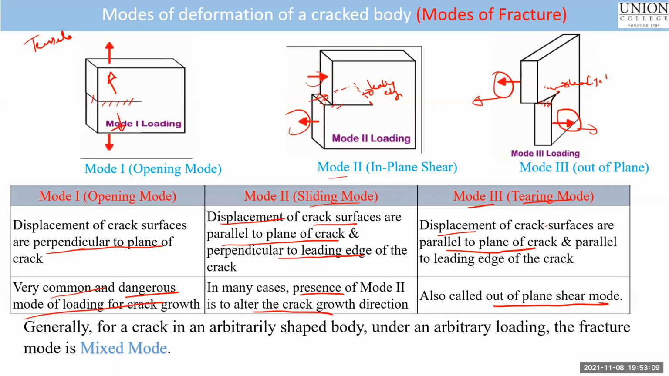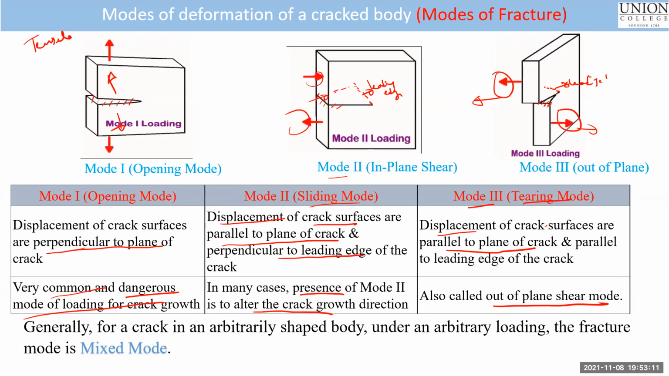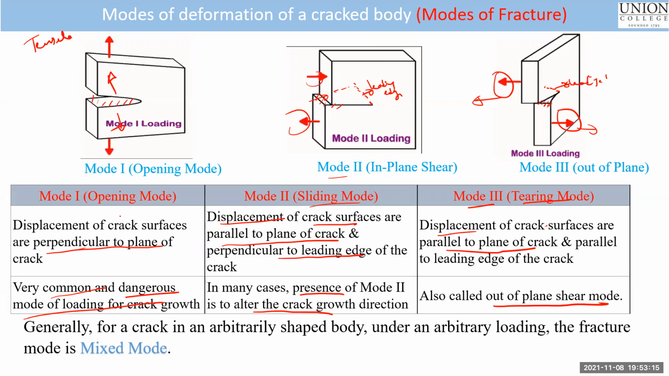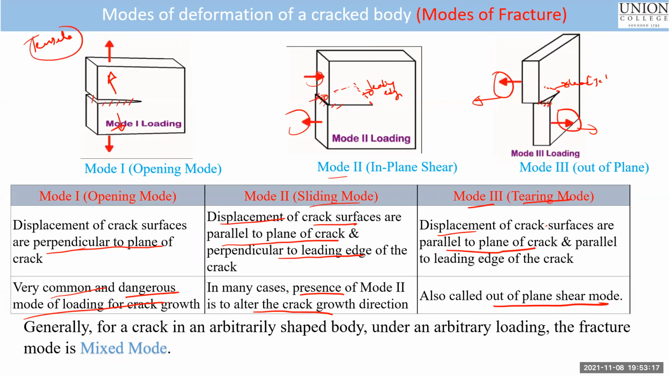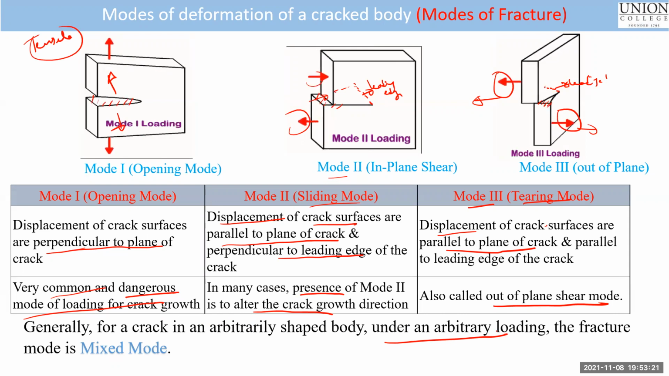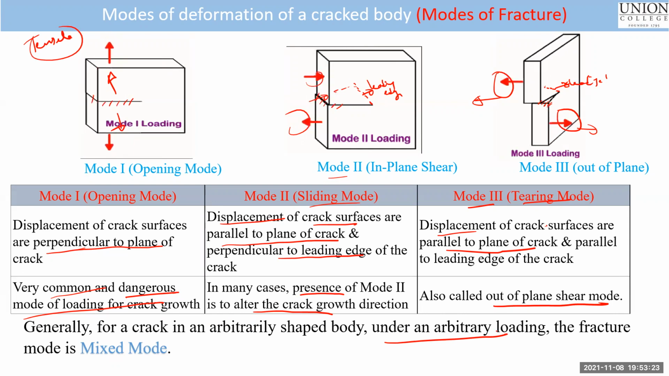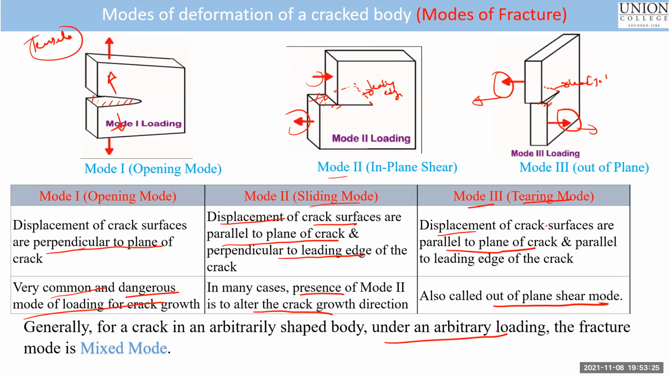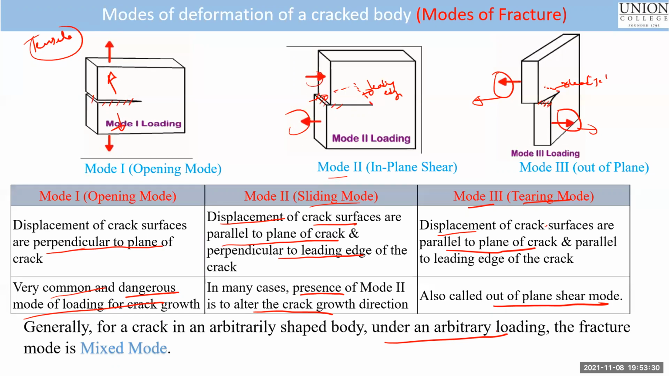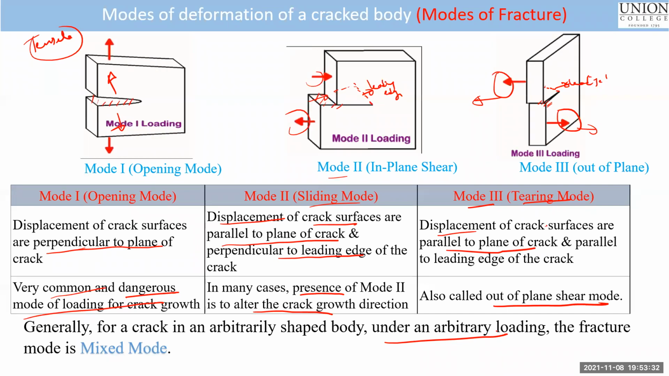Mode 1 is the most dangerous, so we're going to talk more about mode 1. It's most common and most dangerous. It happens because of tensile load. And generally, under an arbitrary loading, you would have mixed mode, meaning mode 1, mode 2, and mode 3 together. They will influence the direction in which the crack propagates. It's not just mode 1.